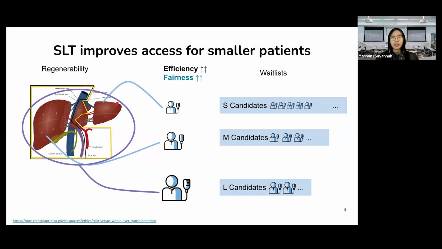Therefore, SLT does not only have the potential to improve efficiency, but can also potentially improve fairness, because smaller candidates are usually more vulnerable, more disadvantaged on the liver transplant wait list. They have longer queues, longer expected wait times, and worse expected outcomes, because high quality liver donors are usually accident victims, and they tend to be larger in physical size.